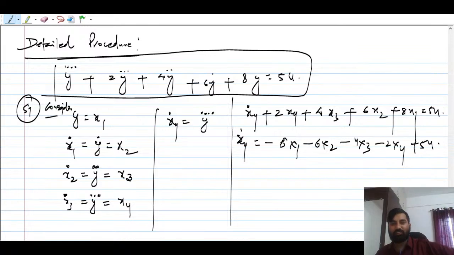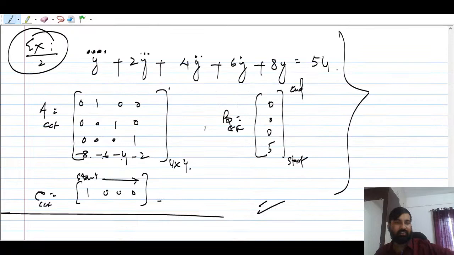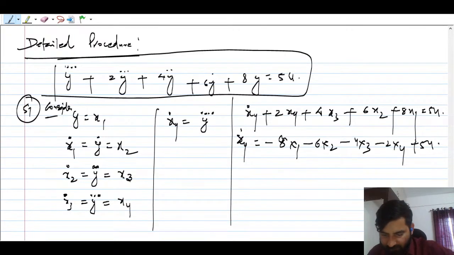So you are writing just the coefficients of this in the last row. You see minus 8, minus 6, minus 4, minus 2, right? So I have told you the by inspection technique. You can also do like this. You just assume y equal to x1, then keep on differentiating the state variable x1, right? So you will get y dot, that you consider x2, and so on. Keep going, right? You will get it. So this is the detailed procedure that I have told you, right?